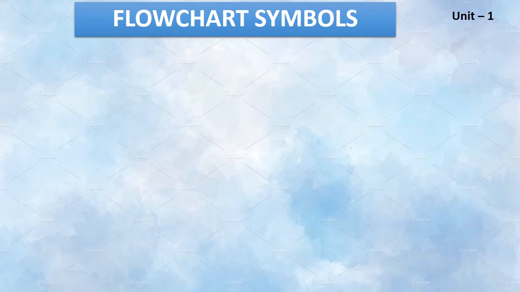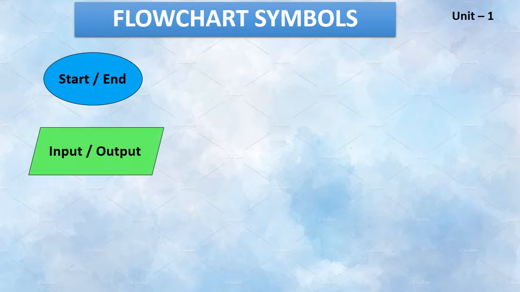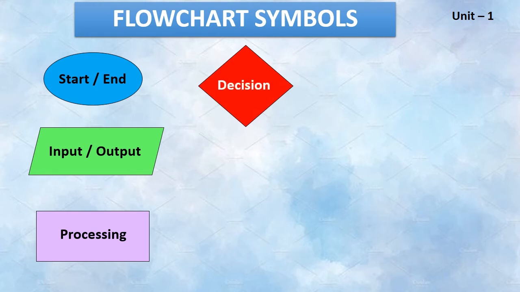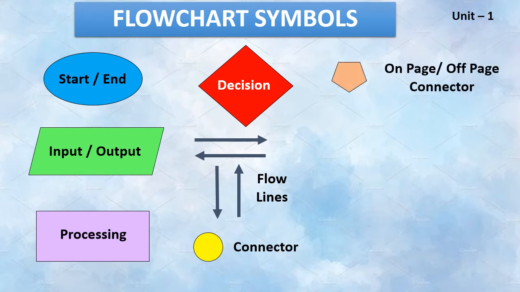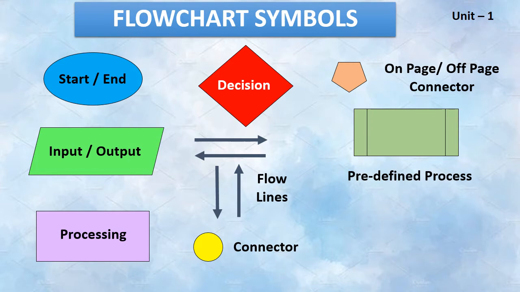Let's have a look at some flowchart symbols. Start end, input output, processing, decision, flow lines, connector, on-page off-page connector, predefined process, remarks. Let's discuss these symbols in detail.